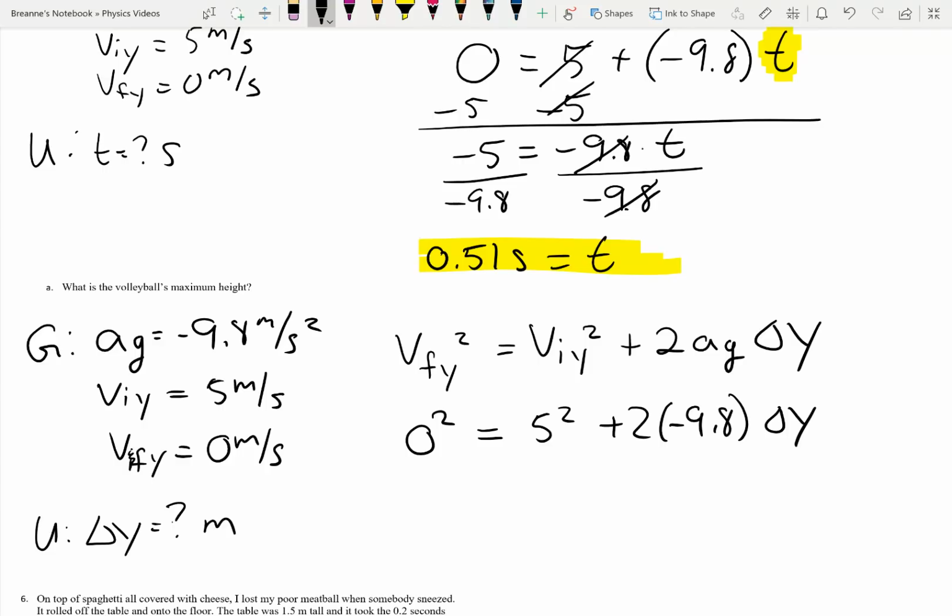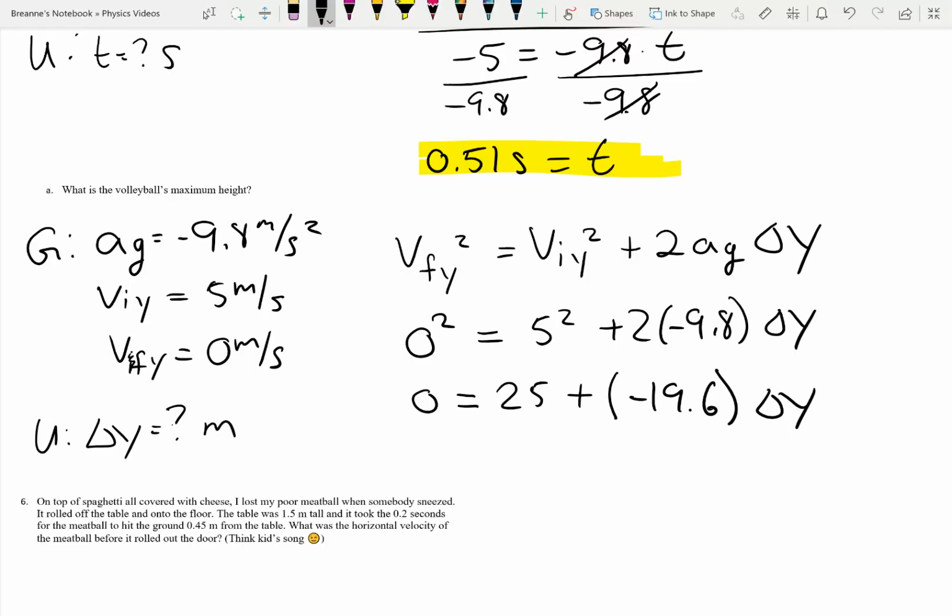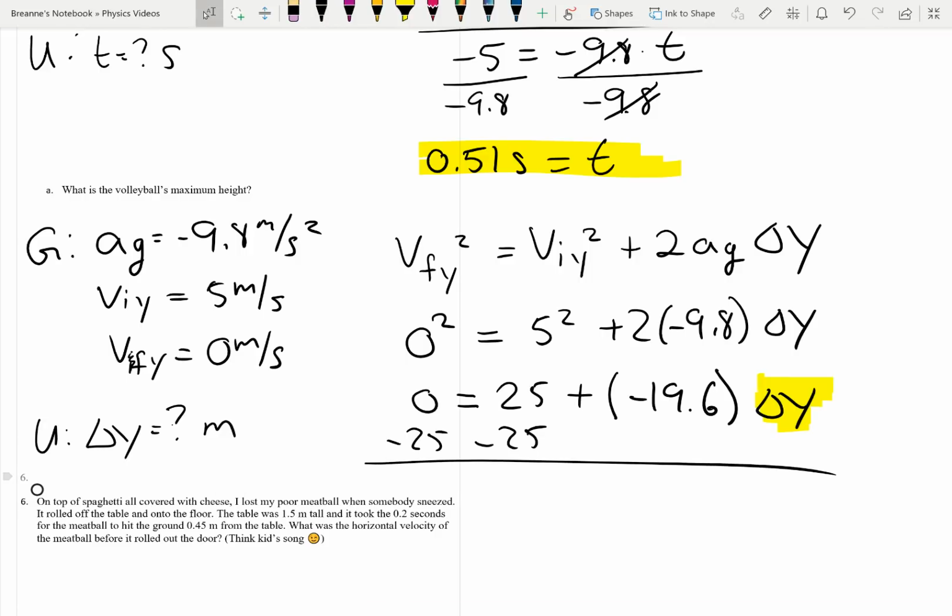So we have to think about PEMDAS. We have to square it first. 0 squared is just 0. 5 squared is 25. Plus, if you want to go ahead and multiply that out, 2 times negative 9.8 gives you negative 19.6 delta y. Now again, you can't just add or subtract those because of that sucker right there. They're attached. So you have to subtract 25 from both sides. Need some more space.